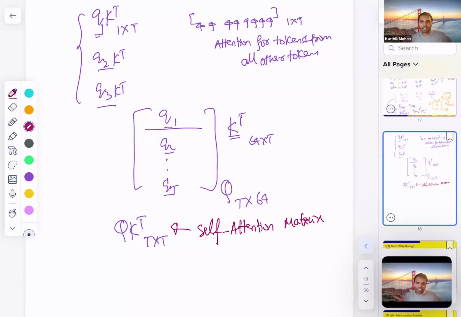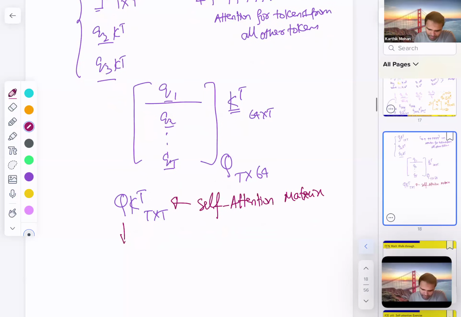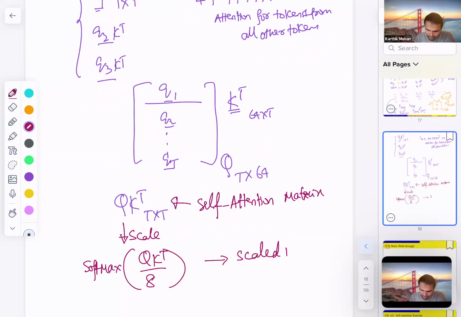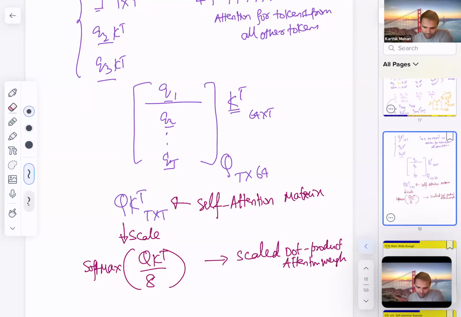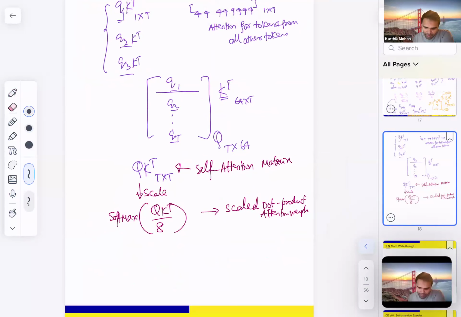Now we still have to scale it. So we get Q K transpose divided by 8. That's scaled, so this is the scaled dot product attention. But before that, we also have to apply the softmax. So the softmax of this is the scaled dot product attention weights. Now we still need to multiply it by the values.